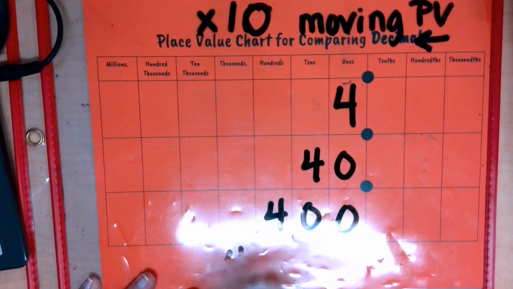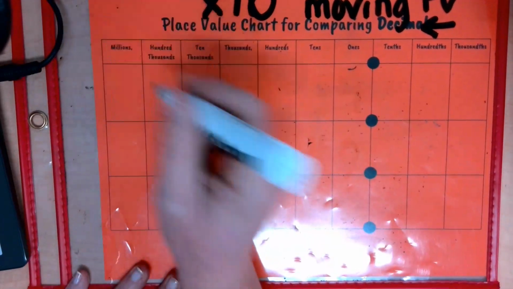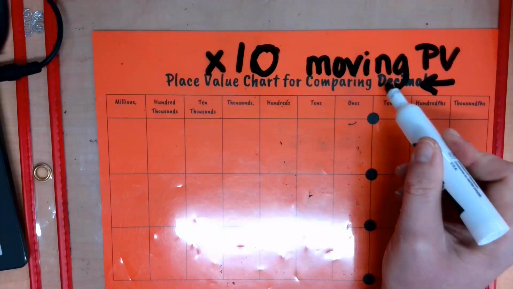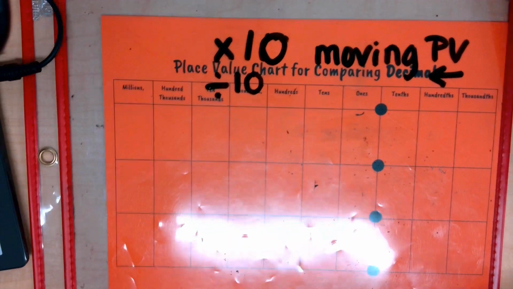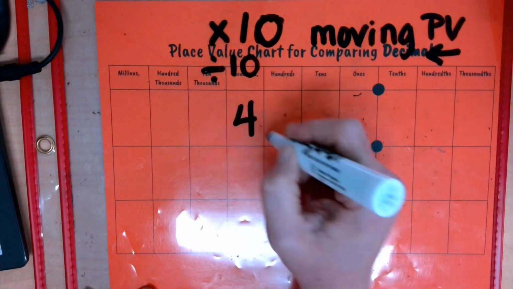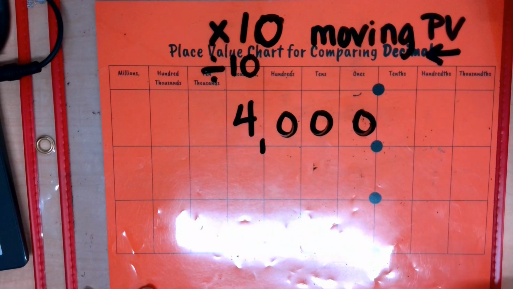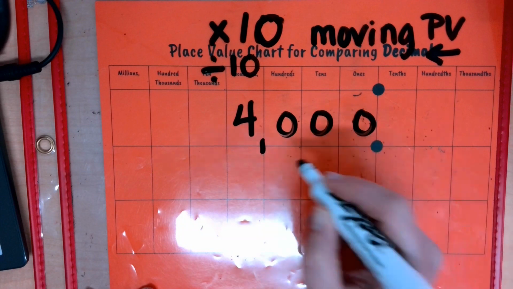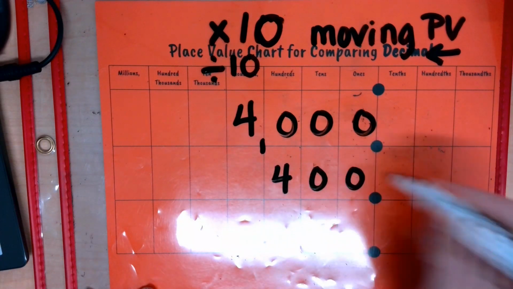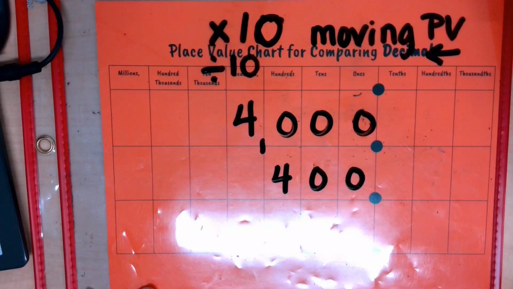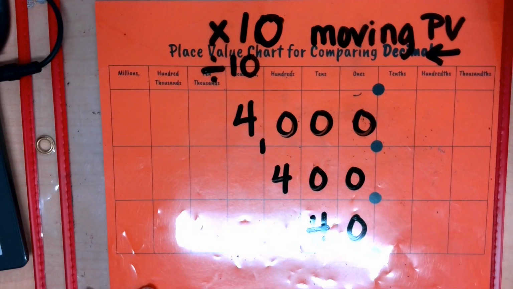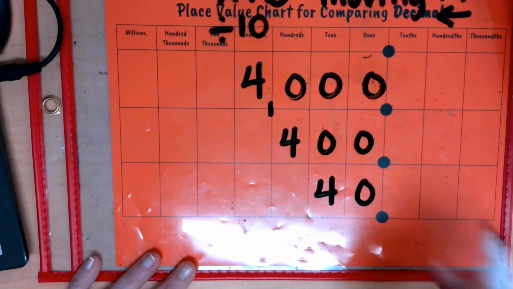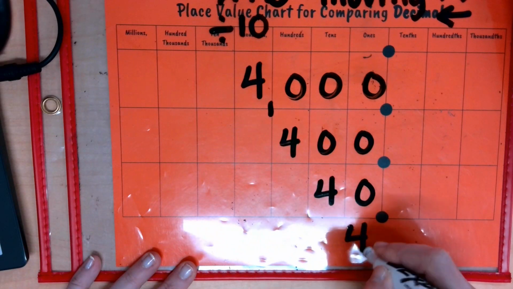So now we're going to look at what happens when we divide by 10. If we multiply by 10, we're moving the place value to the left. What happens when we divide by 10? So we're going to start with our 4,000 and divide by 10. If we take 4,000 divided by 10, we get 400. If we take 400 and divide by 10, we get 40. If we take 40 and divide by 10, we get 4.